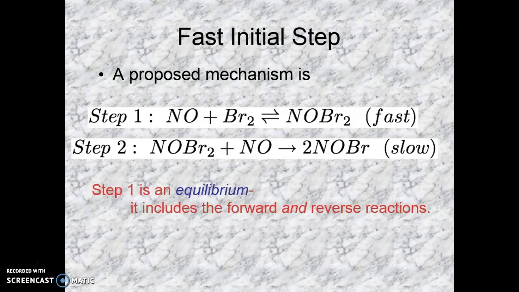Okay, so step 1, notice, is at equilibrium. It includes both the forward and the reverse reaction. That means that this thing could go on to collide with an NO and make the product, or it could go back and do NO and Br2 and just remake the reactants.